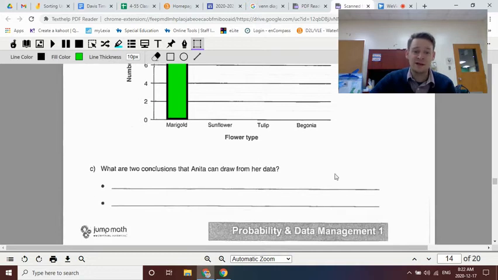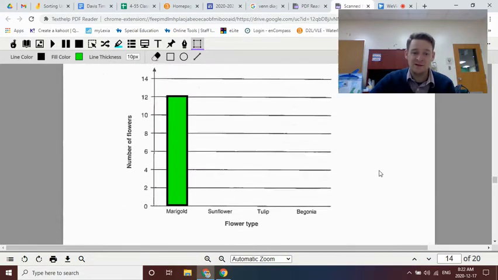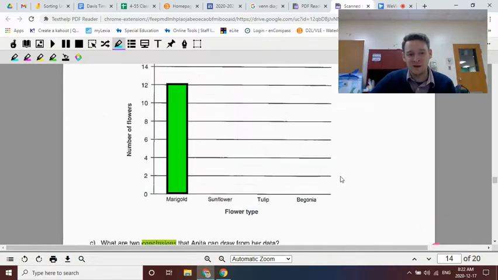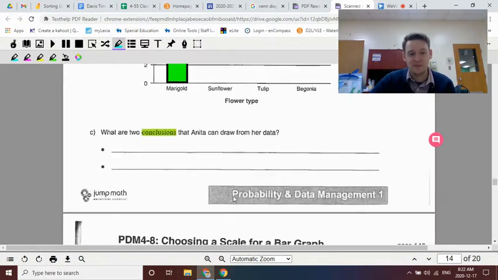What are 2 conclusions that Anita can draw from her data? That conclusions word, that means what are two things you can tell me about the flowers in the garden based on looking at the graph? So come up with 2 things.